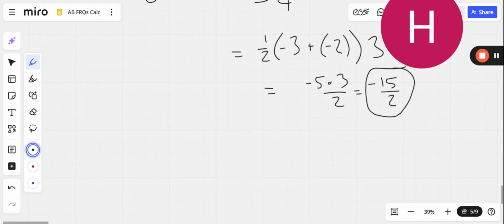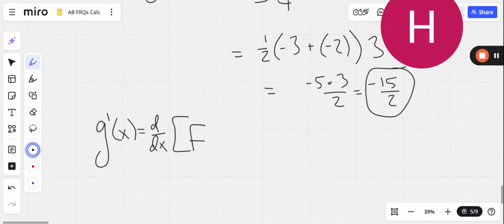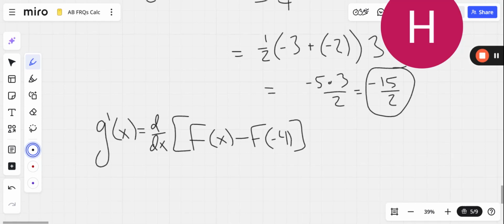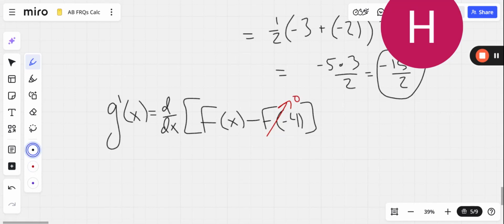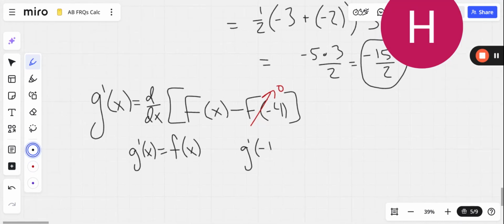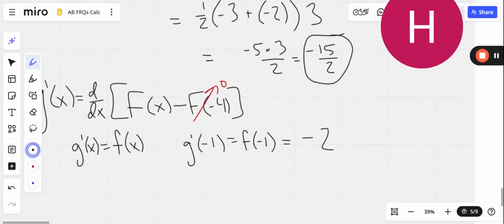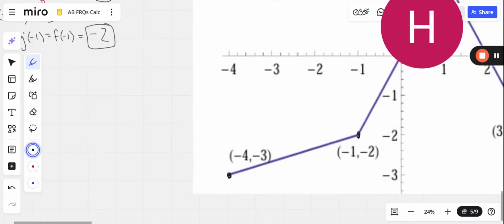Alright, that's one small part. We need to now find g prime of negative 1. So we need to indicate that g prime of x, according to the fundamental theorem of calculus, is going to be d/dx of F of x, capital F, that's the antiderivative of f of t, minus F of negative 4. Of course, this is a constant, so this goes to 0. This simply becomes f of x. So the derivative of g is equal to the function value of f, meaning that g prime of negative 1 is simply f of negative 1. Do you remember it? It is negative 2. There we are.